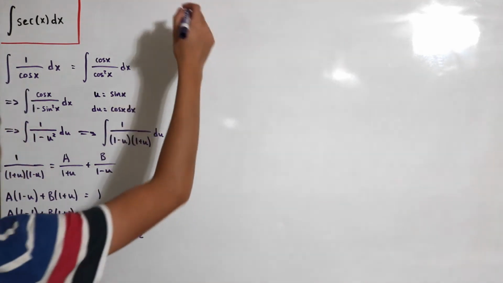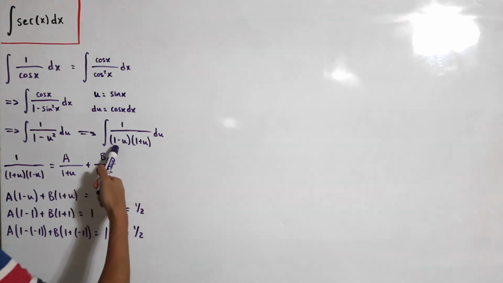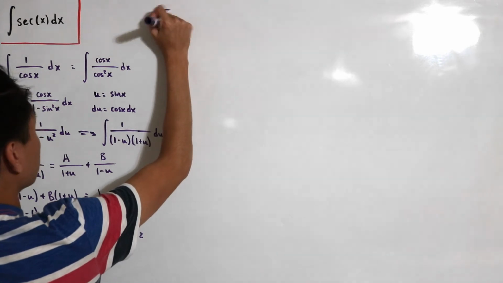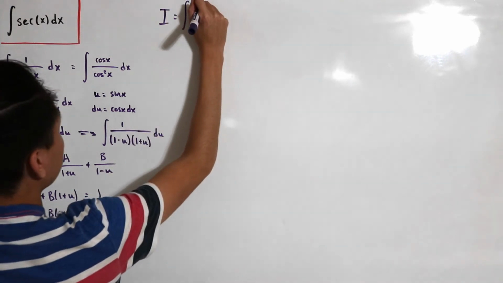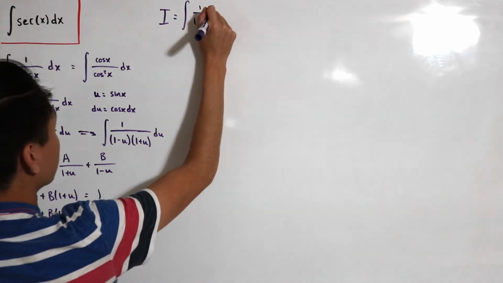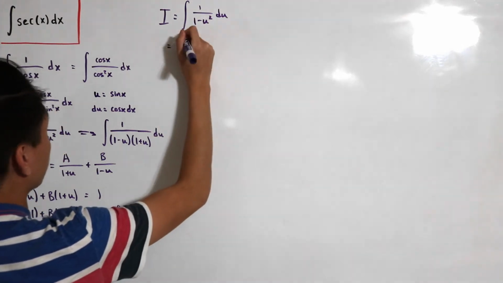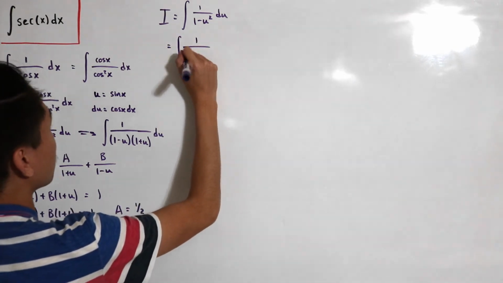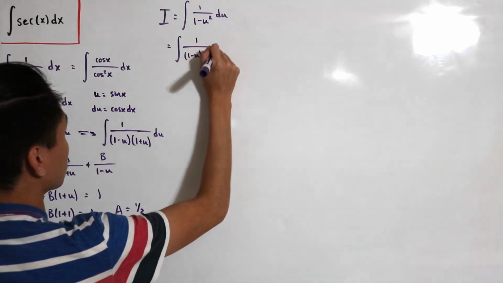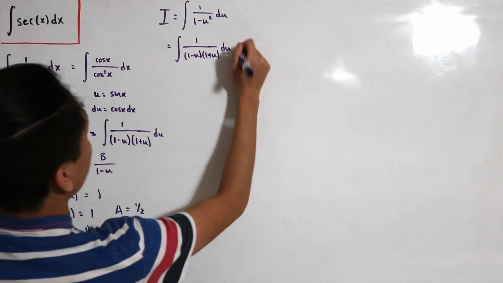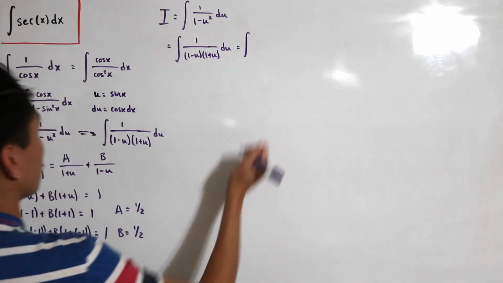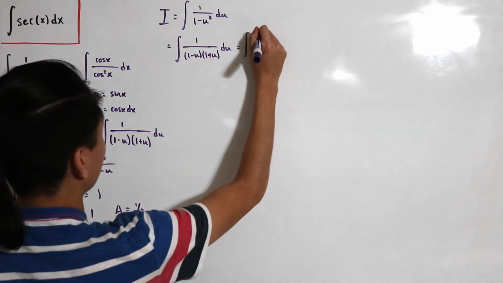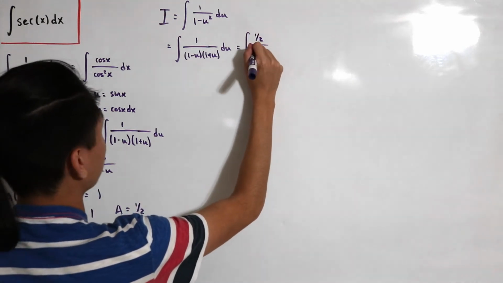Now let's define the integral that we're going to integrate. We'll just call this capital I. So capital I is equal to the integral of 1 divided by 1 minus u squared du. Therefore, we showed that this is 1 divided by 1 minus u, times 1 plus u du, where, if we decompose using partial fractions decomposition, we get that this is just 1 over 2, divided by 1 plus u.